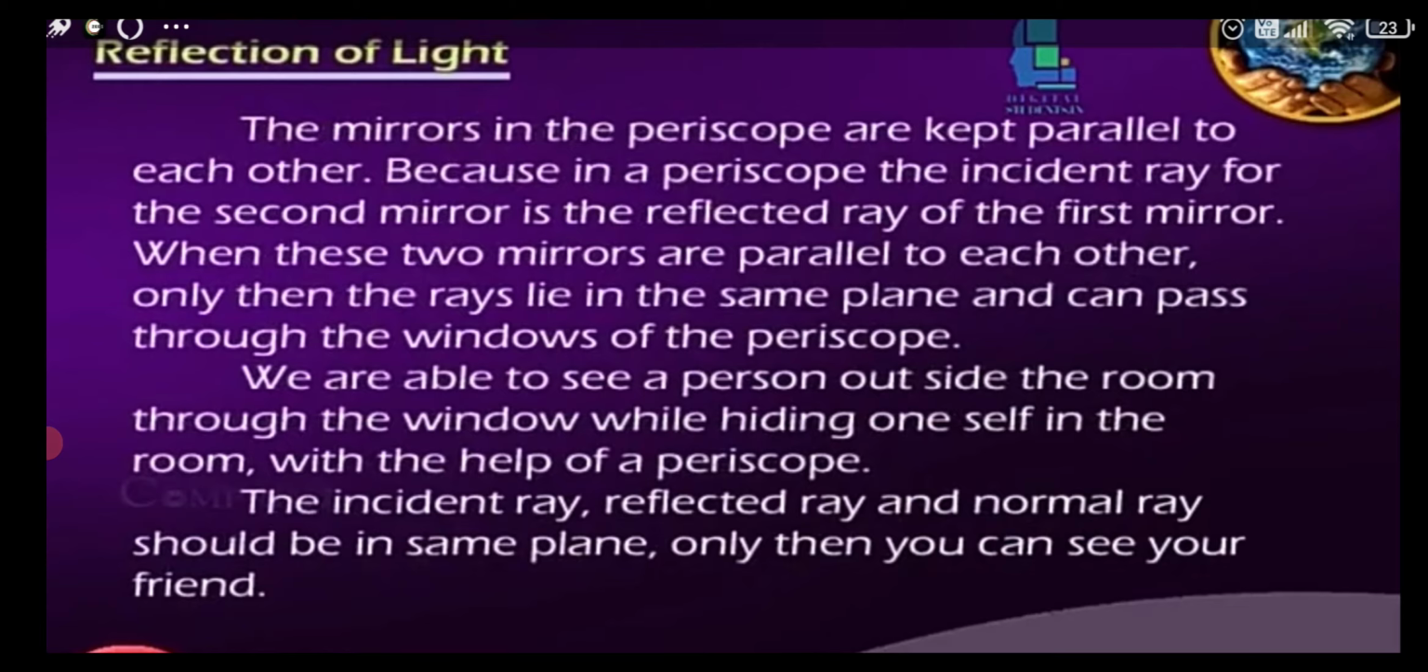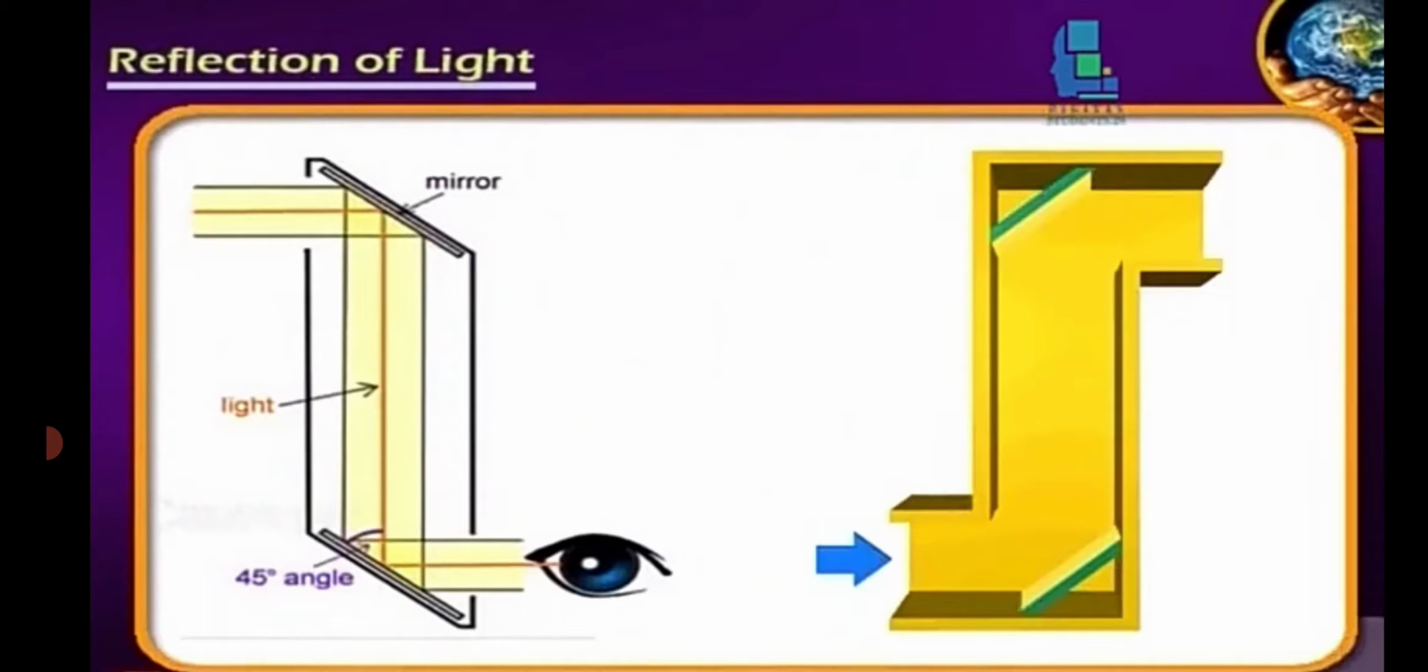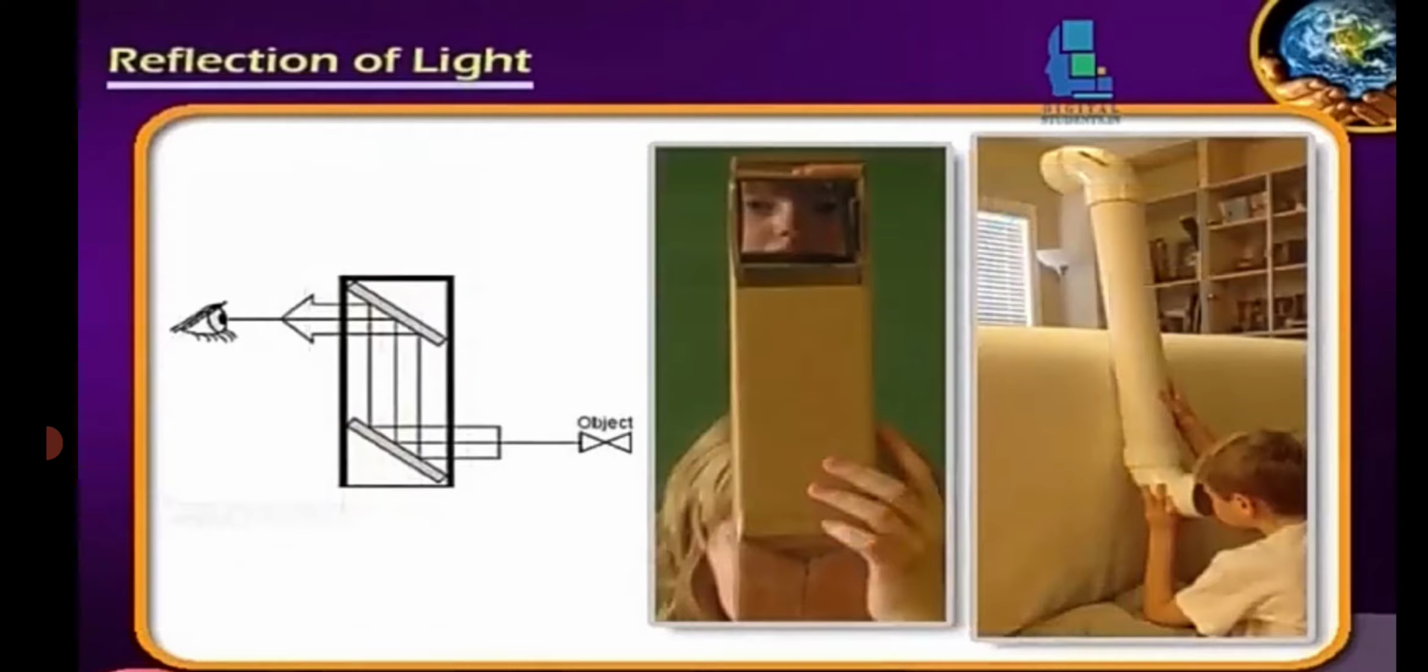The incident ray and the reflected ray should be in the same plane. Only then you can see your friend. See, first the light is falling onto the mirror. It is reflected. That reflected ray is acting like the incident ray for the second mirror. And that is helping us to see the image of the object. The reflection of light, preparation of a periscope.